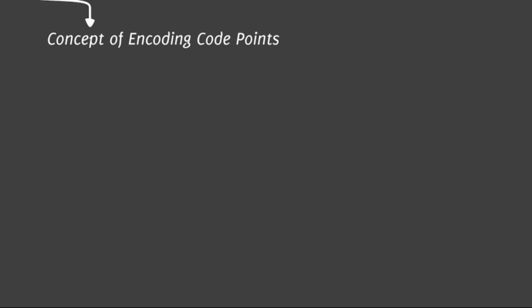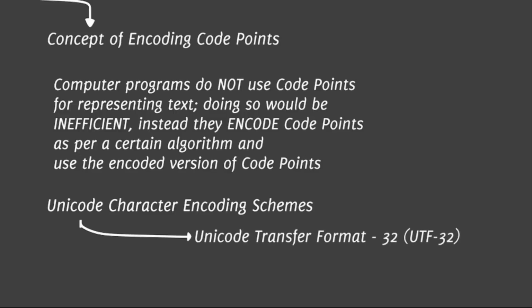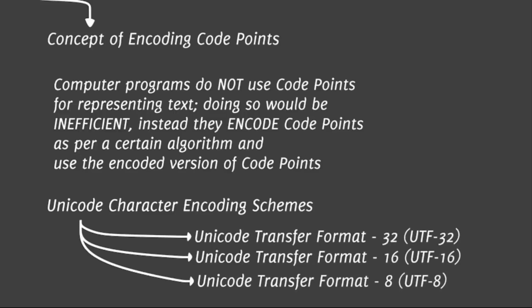Let us now explore the concept of encoding code points. The fundamental fact about code points is that they are not used directly for storing text. Doing so is not efficient. It is always the encoded version of the code points which is used for representing text. There are three Unicode character encoding schemes: Unicode Transformation Format 32, Unicode Transformation Format 16, and Unicode Transformation Format 8.